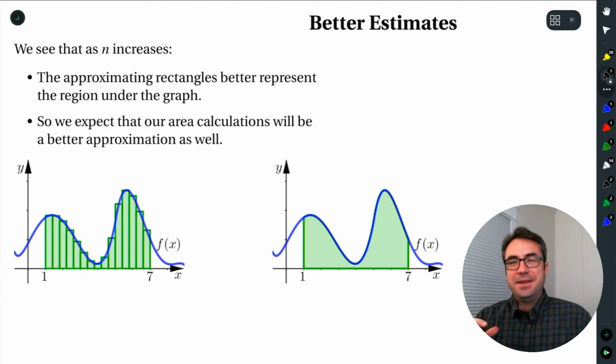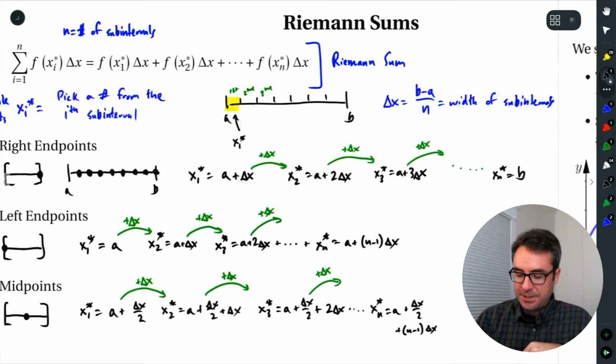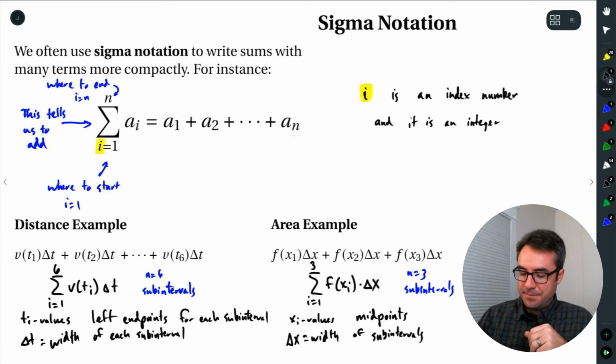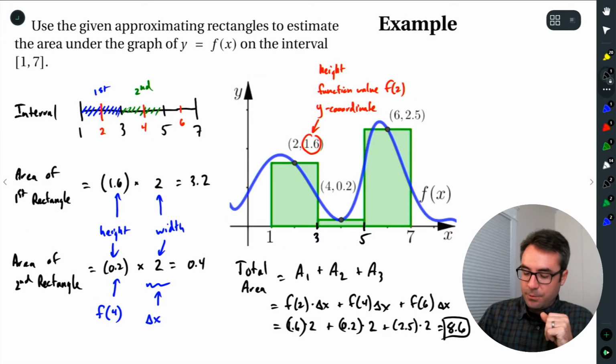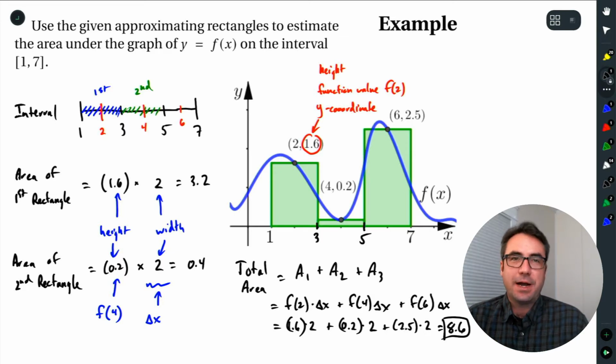All right, so in the examples so far, we used a small number of subintervals, or when we looked at that area calculation, a small number of approximating rectangles. Actually, let's take a look at it. We used n equals 3 here. And you can see it gives a rough, not too bad approximation for what the area under the curve might be.